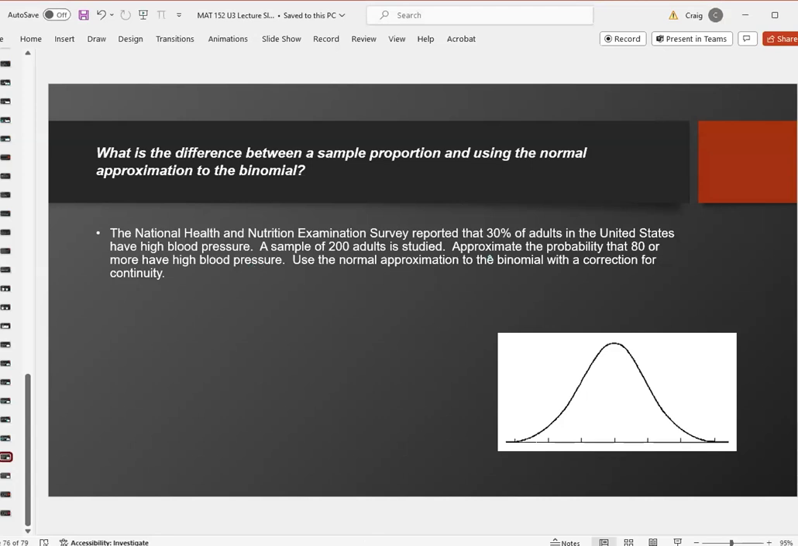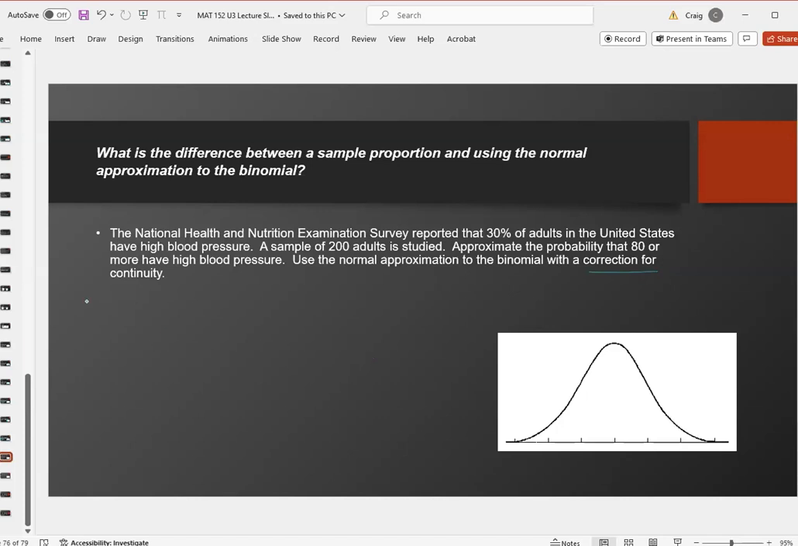Here we have the National Health and Nutrition Examination Survey, which reported that 30% of adults have high blood pressure. We have a sample of 200 adults, and we want to approximate the probability that 80 or more have high blood pressure. So we're going to do this using the continuity correction, which we just used for all of this previous lesson.